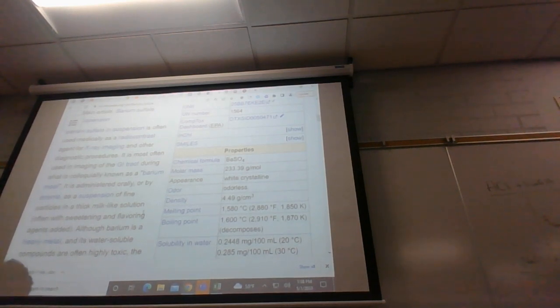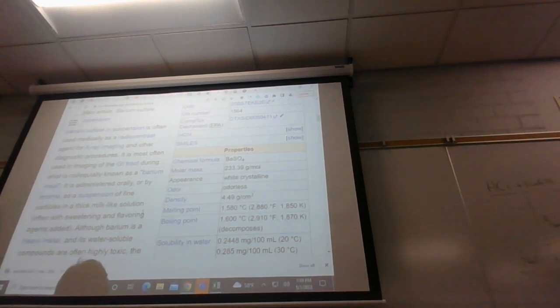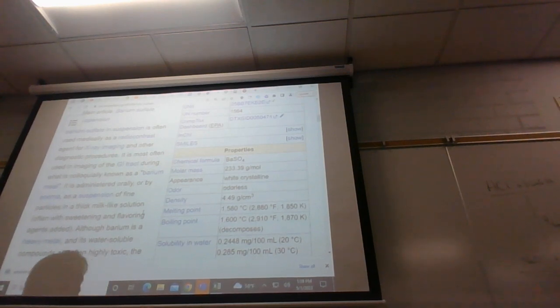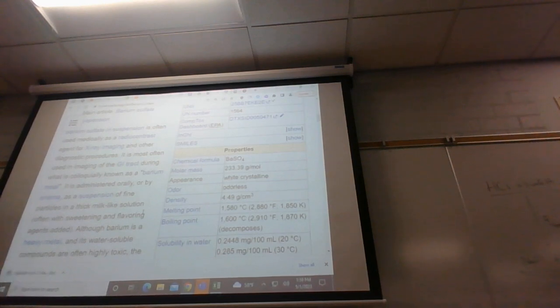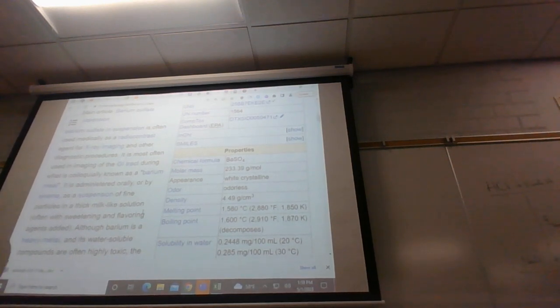So in the experimental section, the experimental being the methods and materials, we usually also include words about the toxicity of these. Like here, barium is a heavy metal, so you don't want heavy metal poisoning.